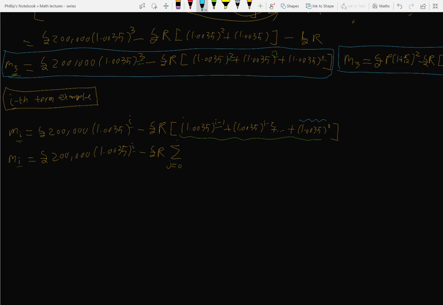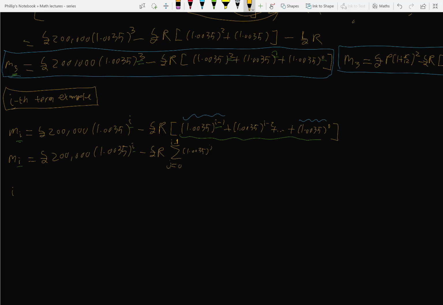And the last term is going to be I minus 1. So j equals 0 to I minus 1. The j is a dummy variable, it's not going to get used. It's only going to get used to fill in values for j, to give us return as what's in the bracket above. So times by 1.0035 to the j. So that's going to be j equals 0, 1.0035 to 0, plus j is 1, plus 1, all the way to I minus 1.